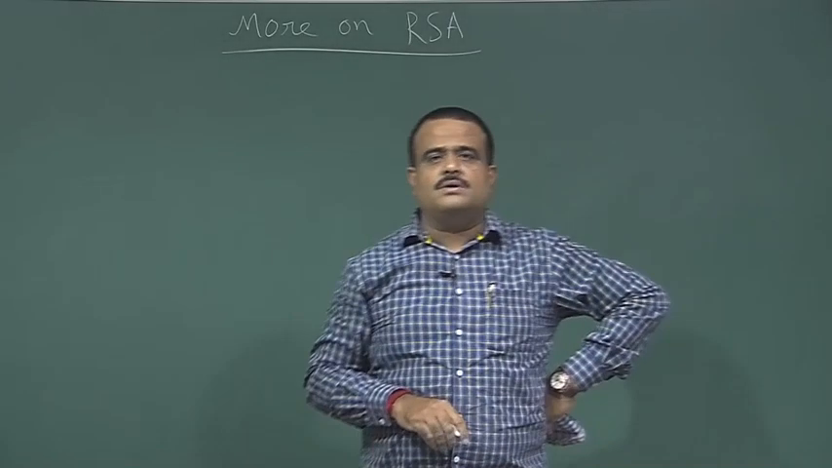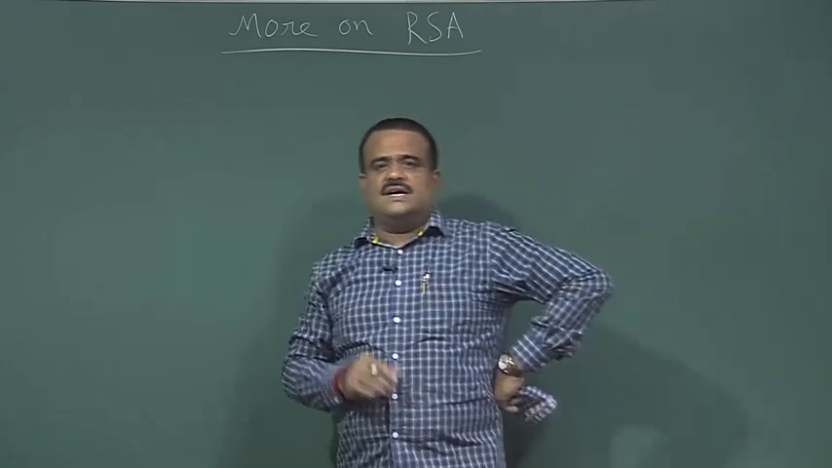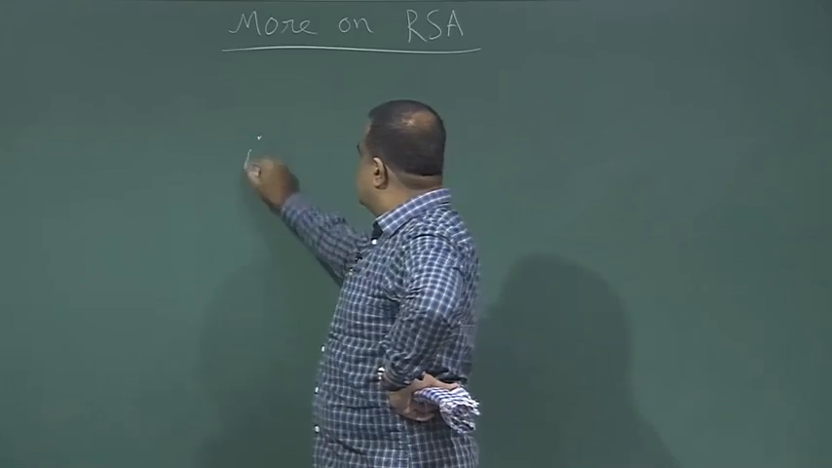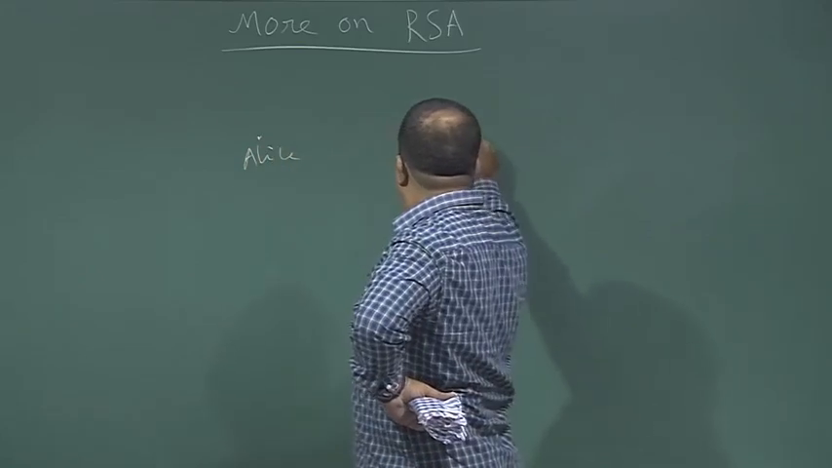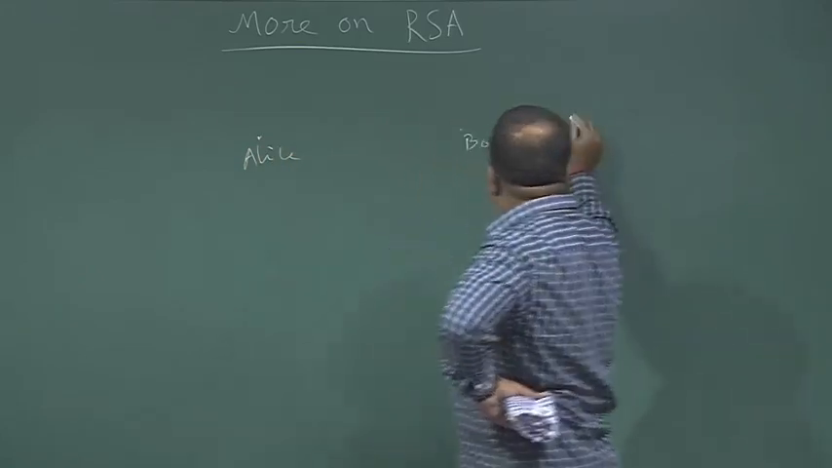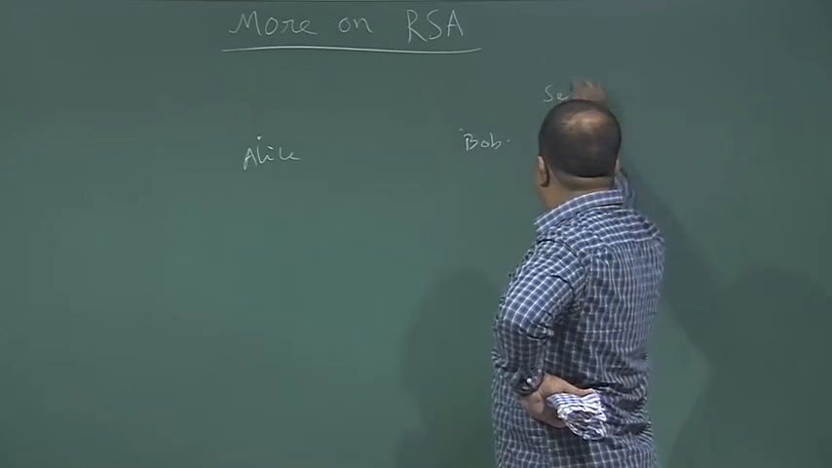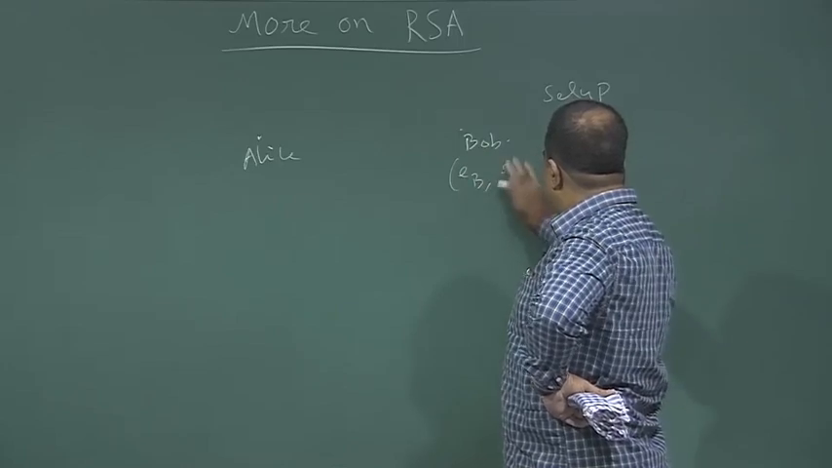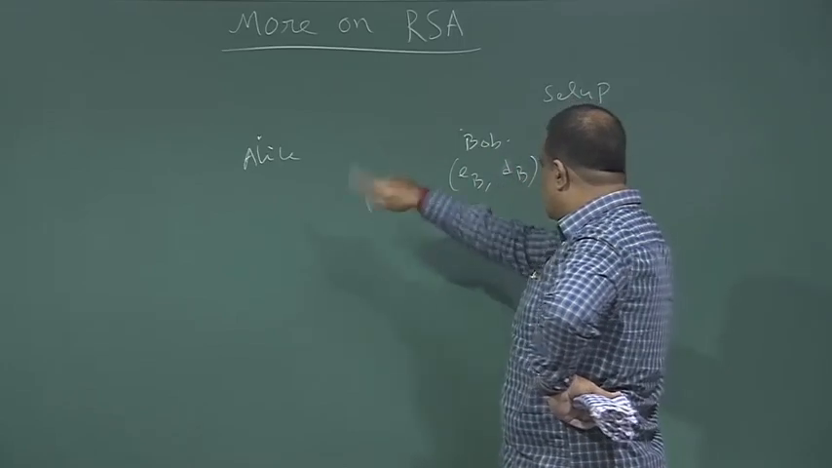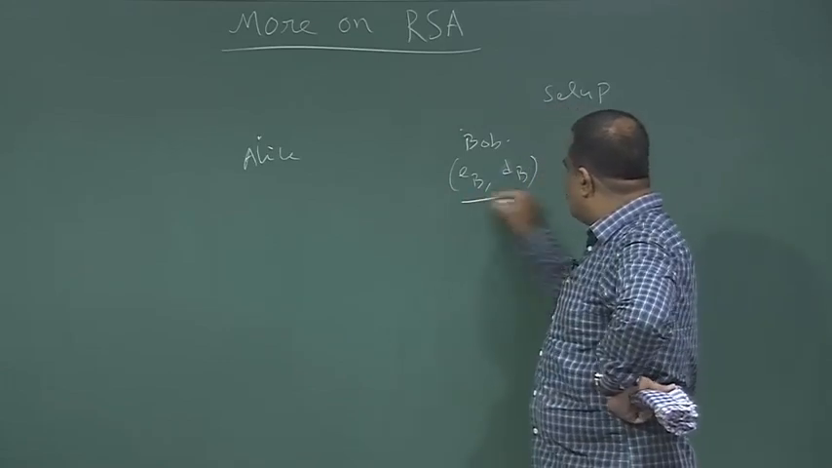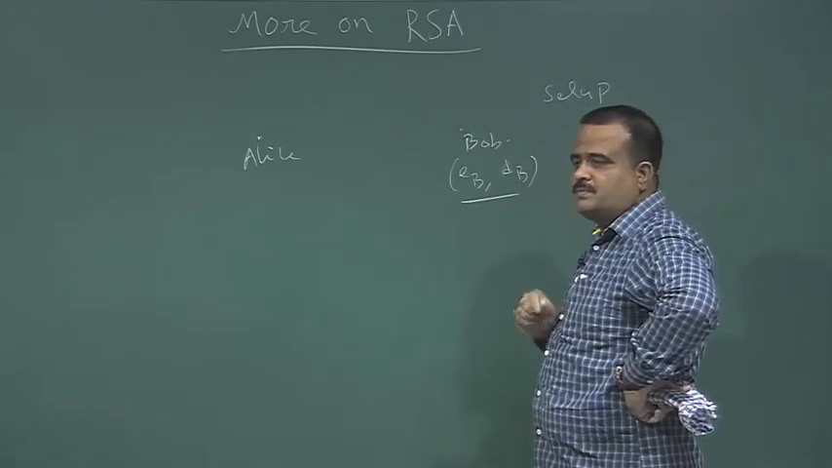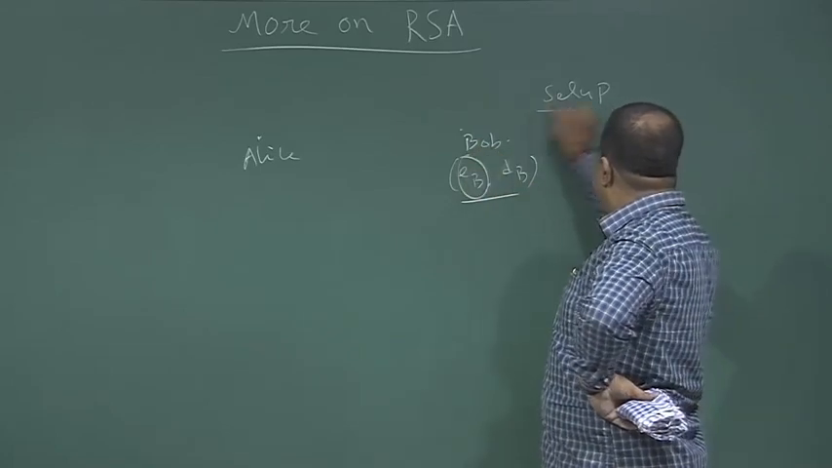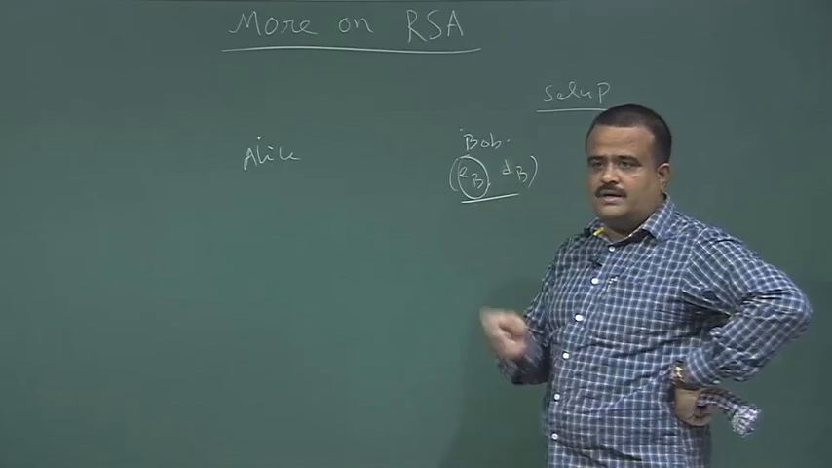Okay, so let's talk more about RSA. We have seen the RSA crypto system. Here Alice and Bob are communicating, and Bob is doing the setup, the key generation, because Alice wants to send a message to Bob. So Alice needs to get Bob's public key, and Bob can only do this setup in order to get the public key and private key pair.